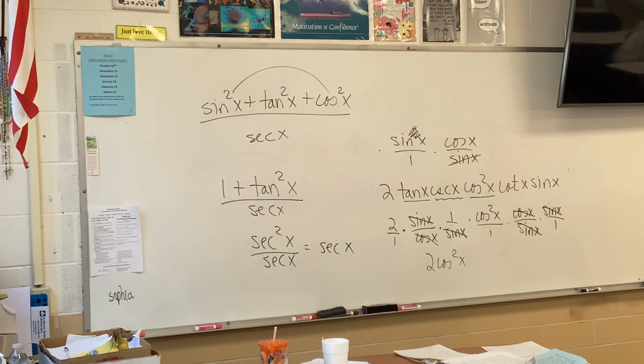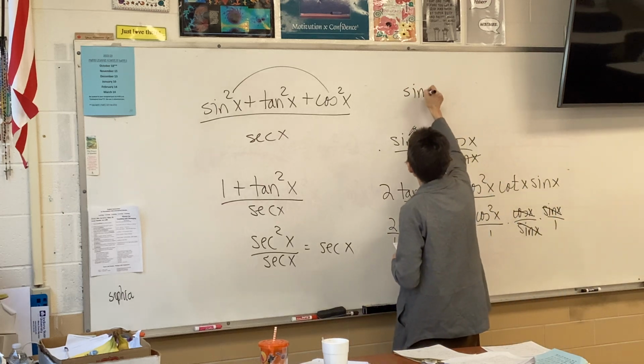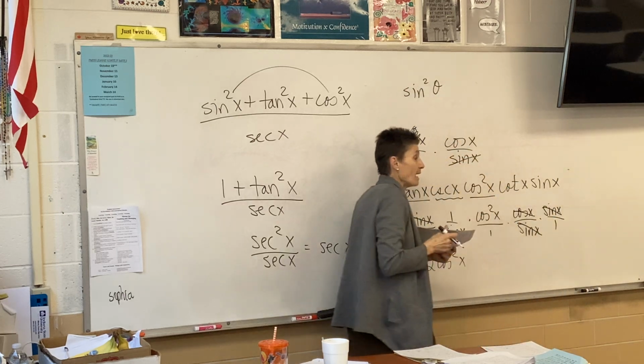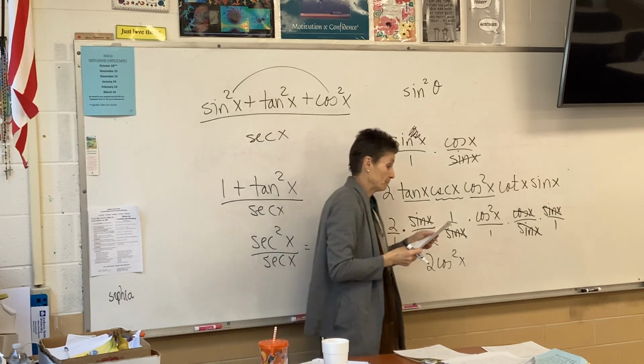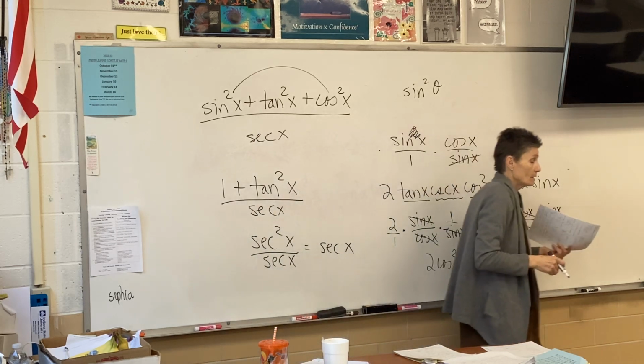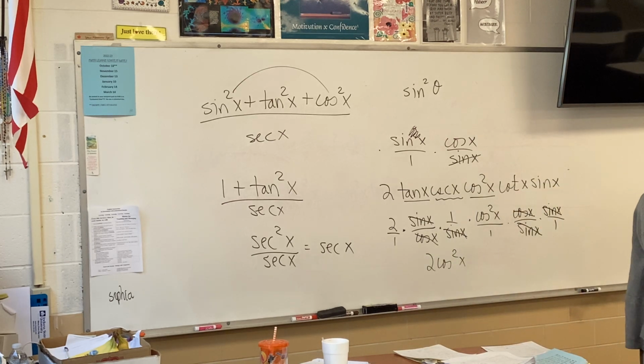Cosine squared plus what equals 1? Sine squared. So even though we're saying sine squared, make sure you're writing sine squared theta. Gotta have a theta or an x attached. Now this you do have memorized. Cosecant is 1 over sine theta. That's right, 1 over sine theta. Perfect.